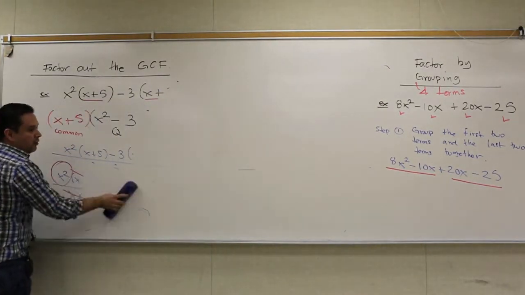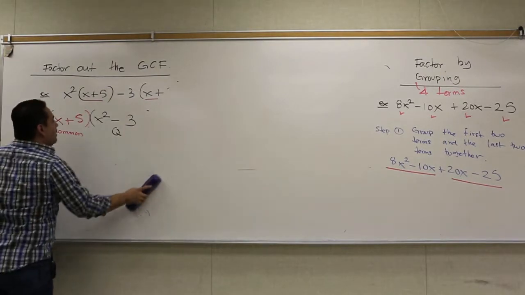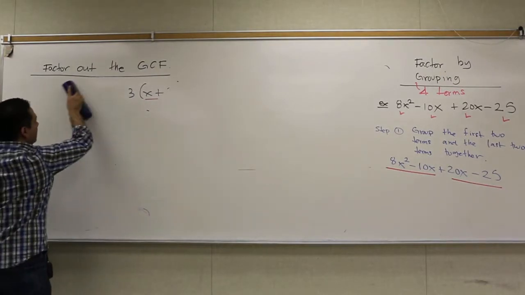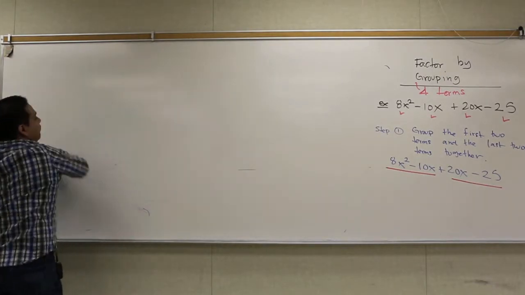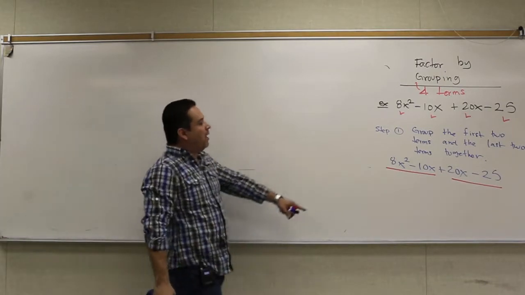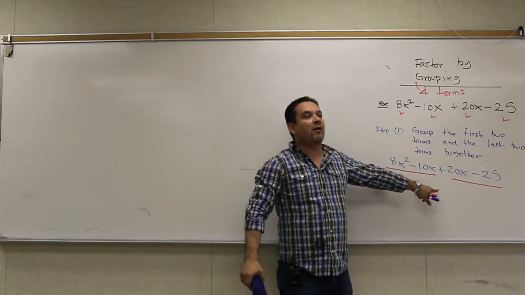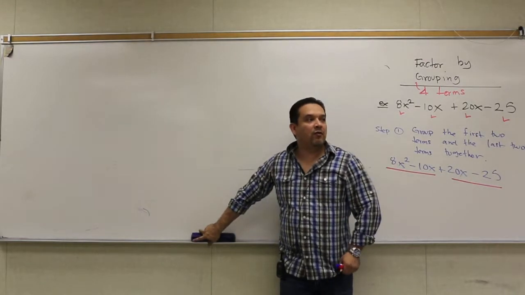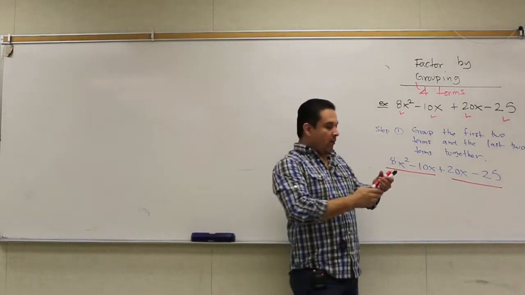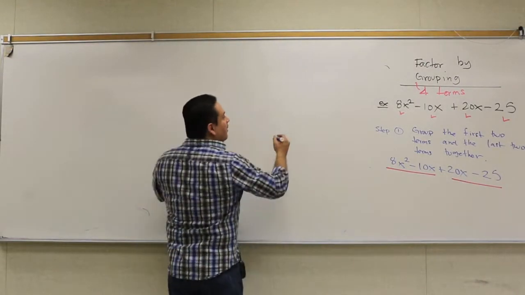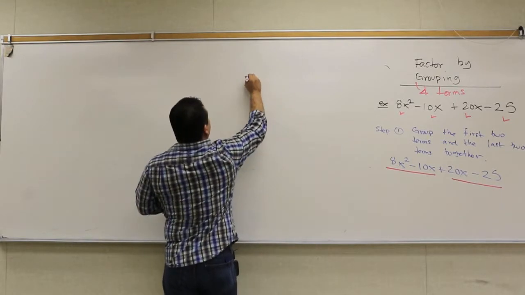No, what did you just do? Factor out the greatest common factor. Oh, well, that's not step 1. Step 1 is just group the first 2. But guess what? You're pretty close. What do you think step 2 is going to be? I'll put step 2 right here. Here's your step 2.